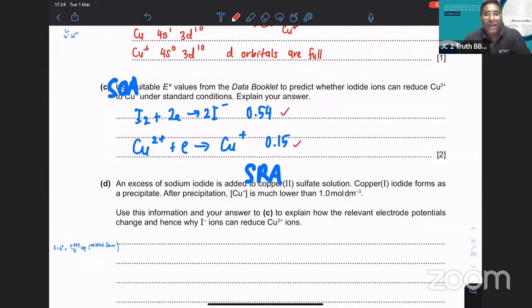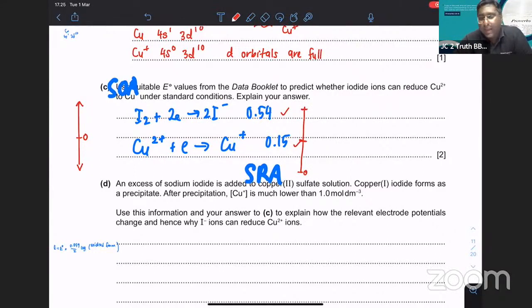Why did I rearrange the values? Because I want the higher up to be a bigger positive value, and lower down to be a negative or smaller value. So if you rearrange, maybe 0 is somewhere here. This is 0.15, and 0.54 is slightly higher. Now, when you arrange this, I taught you about SOA and SRA.